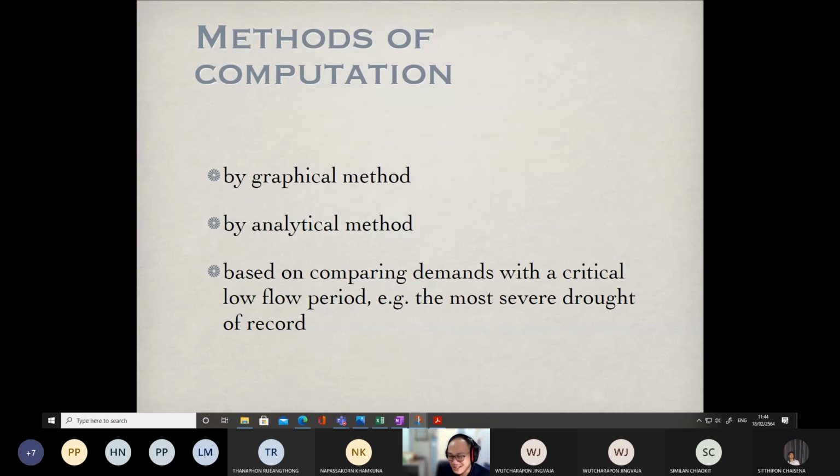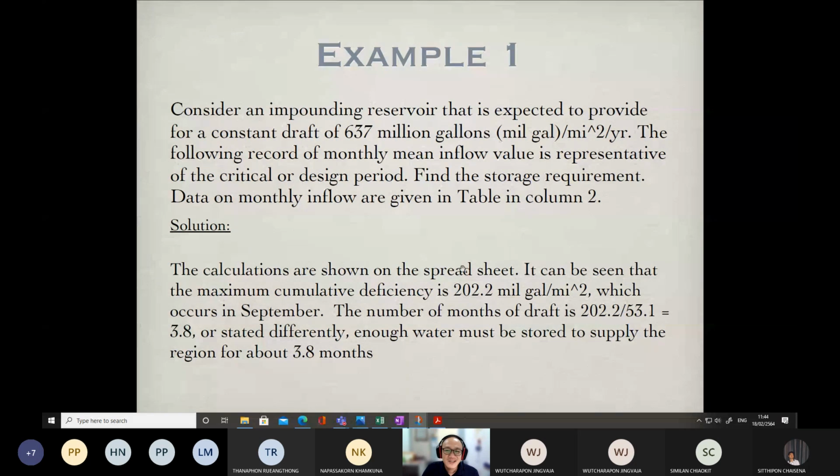Okay, so we are now going to determine the storage size. Just have a look at the first example. In this example, it is about the reservoir, so we are going to determine the reservoir's capacity. In this question, consider an impounding reservoir that is expected to provide a constant draft.